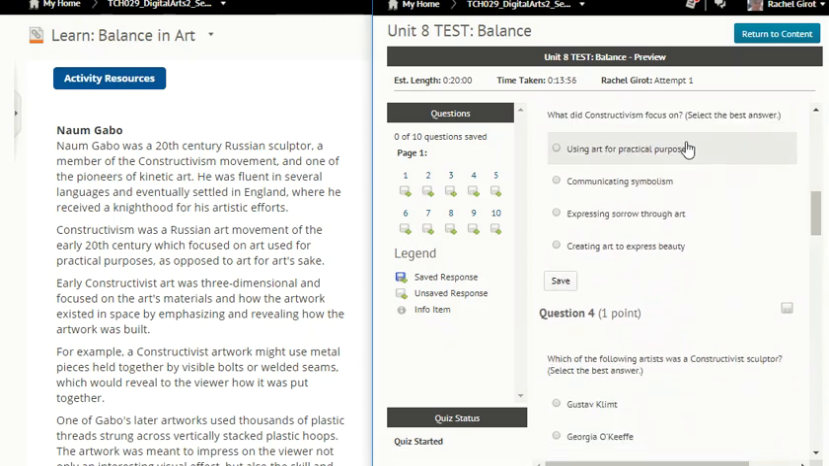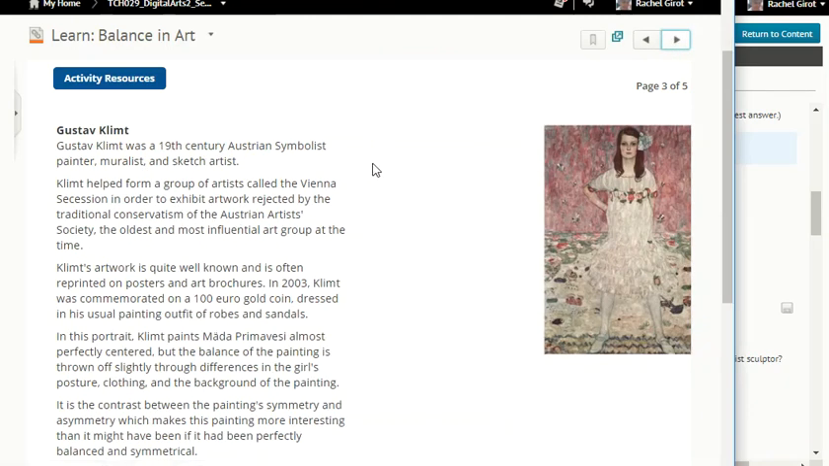What did constructivism focus on? Using art for practical purposes.